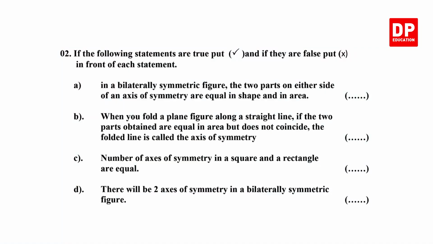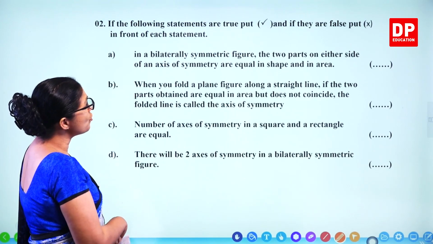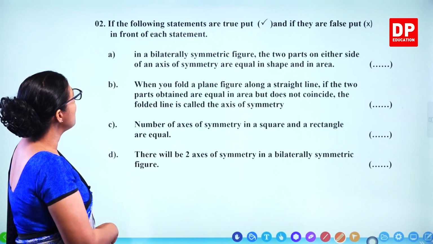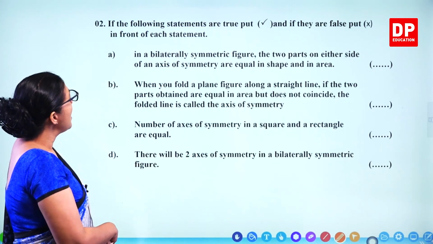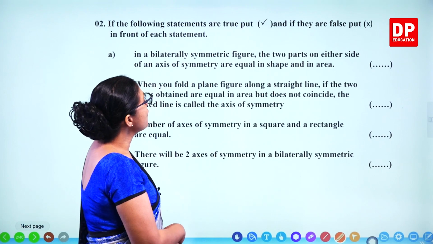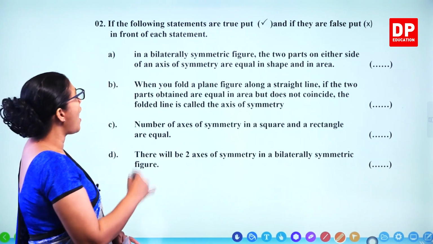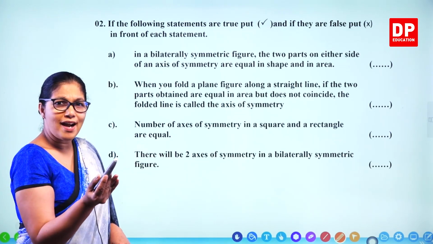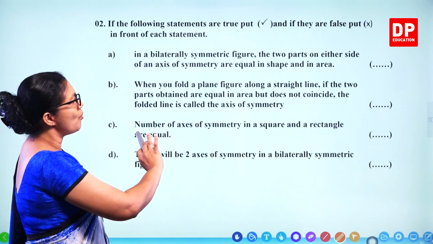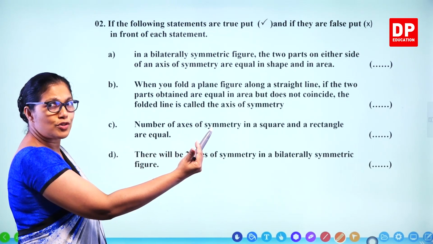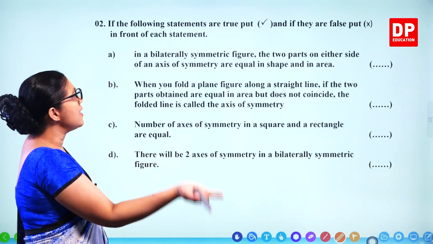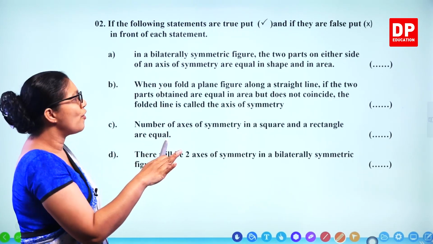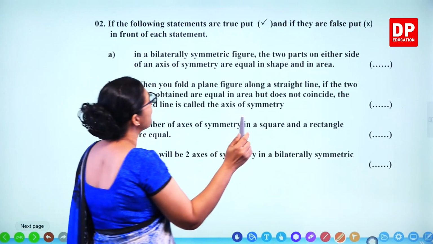Question number 2. If the following statements are true, put a tick, and if they are false, put a cross sign in front of each statement. In a bilaterally symmetric figure, the 2 parts on either side of an axis of symmetry are equal in shape and area. That's true. Left hand side is equal to right hand side; when you take any axis of symmetry, you get the same shape on the other side and the same area. That's correct.